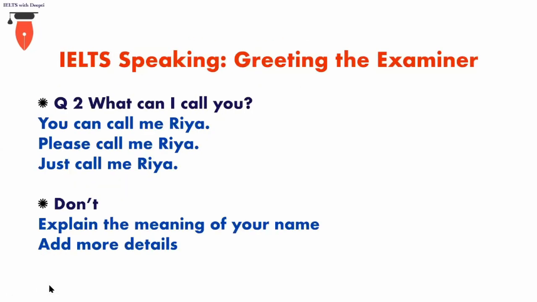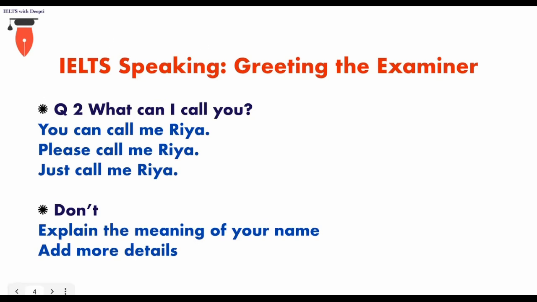In the second question, the examiner would ask you, what can I call you? So in this case, you can say a few things. Out of these 3 sentences, you can choose any one. Either you can say, you can call me Ria. Please call me Ria, or just call me Ria. So these are some good alternatives in which you can answer this particular question. Please don't get involved into answering the question further by explaining your name, meaning to the examiner, or adding any other details. Just don't do that. Okay?